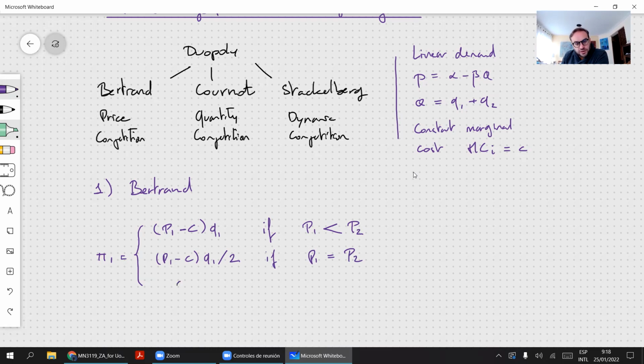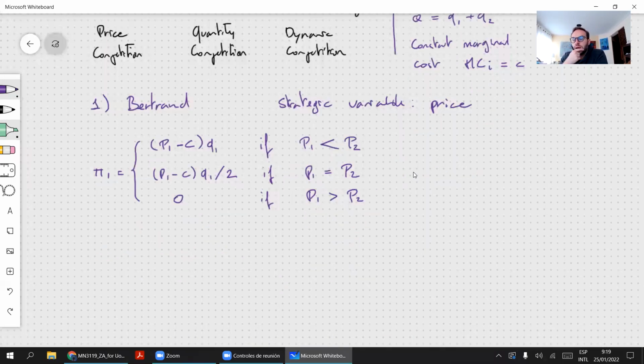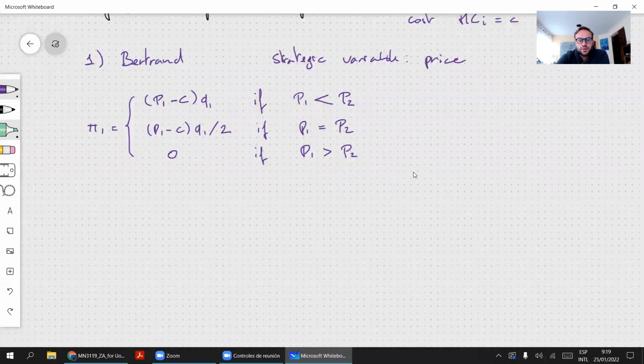And finally, my profit is going to be 0 if my price is larger than the price of the other firm, right? So this is a very common structure. Competition is in prices, so my strategic variable is price. And this is what is going to be important. And then I can represent this.